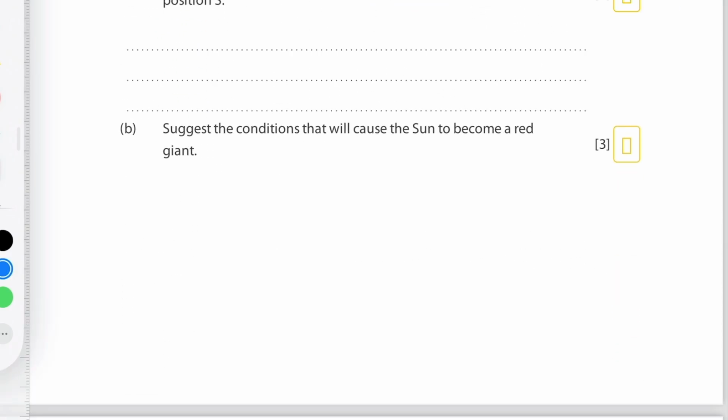B. Suggest the conditions that will cause the Sun to become a red giant. The red giant is the next stage after a main sequence star. The main feature of a main sequence star is that it's fusing hydrogen into helium. Once that hydrogen begins to run out, that's when it starts moving on to the next stage of its lifetime. And that's what we need to explain. So we'll start off with the idea that hydrogen is running out.